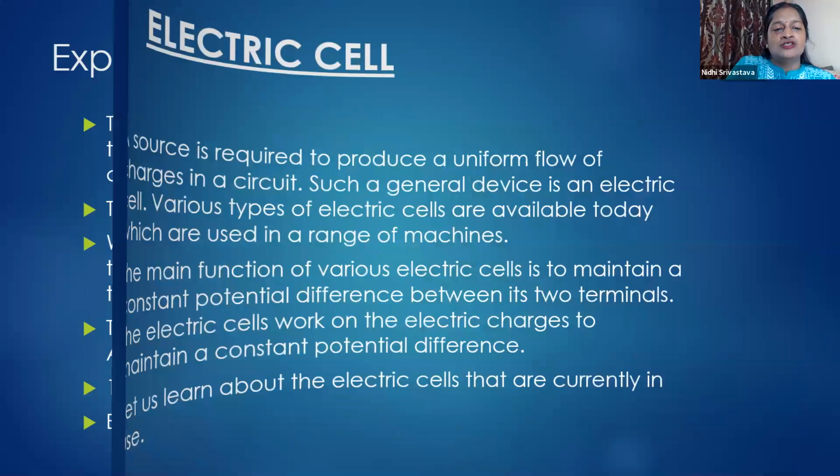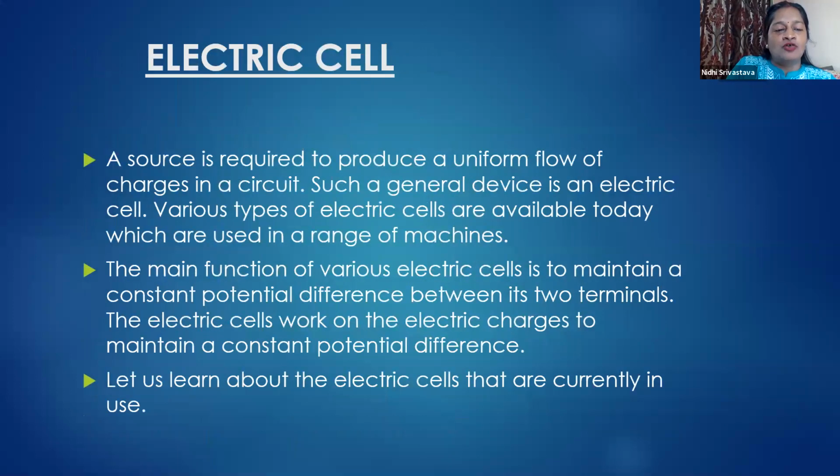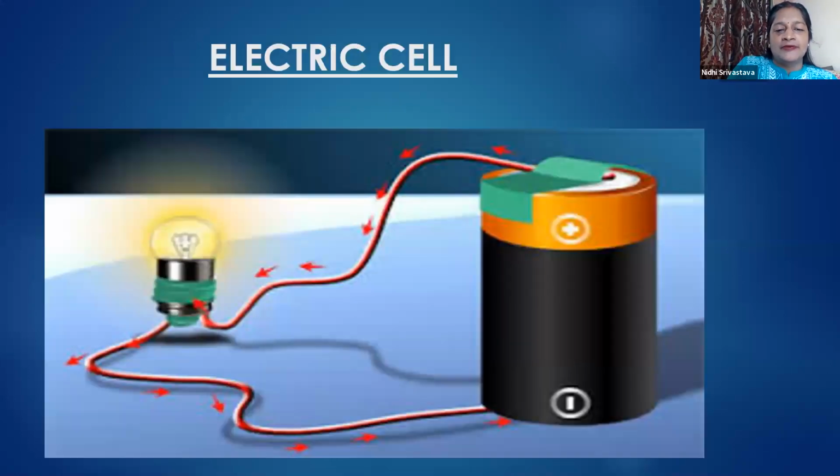Electric cell. A source is required to produce a uniform flow of charges in a circuit. Such a device in an electric circuit is called a cell. Various types of electric cells are available today which are used in a range of machines. The main function of electric cells is to maintain a constant potential difference between their two terminals. The electric cells work on the electric charges to maintain a constant potential difference. Let us learn about the electric cells that are currently in use. See, this is the picture of an electric cell.